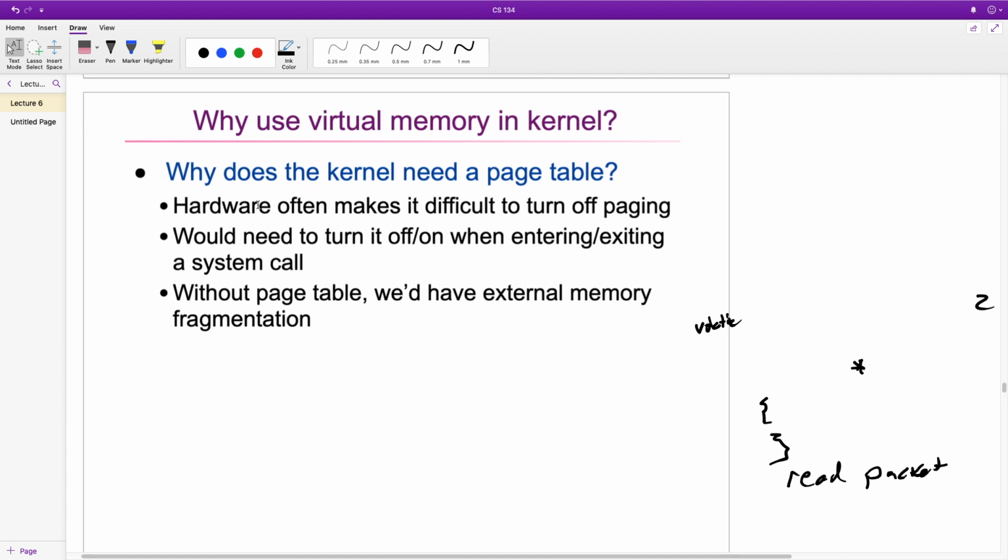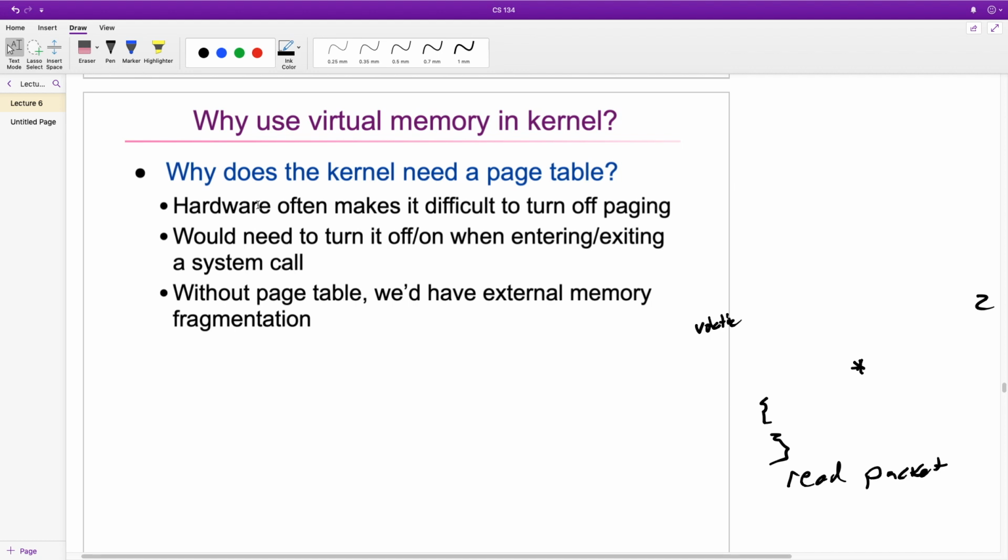Do we have to use virtual memory in the kernel? Could we use real physical addresses? Yes and no. Hardware often makes it difficult to turn off paging. Give me an example, Fabio, of an architecture that makes it hard to turn off paging once you've turned it on. Anyone? x86, right? Once you leave real mode, there's no going back unless you reset the processor or triple fault. So it's pretty hard to go back, and therefore you're going to be using the virtual memory hardware anyway.